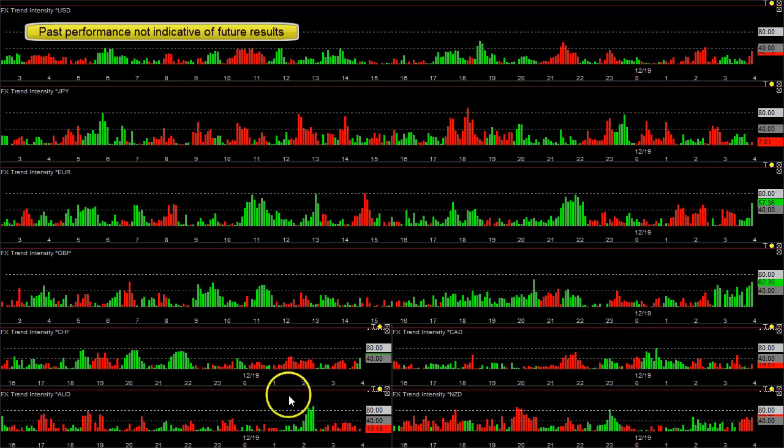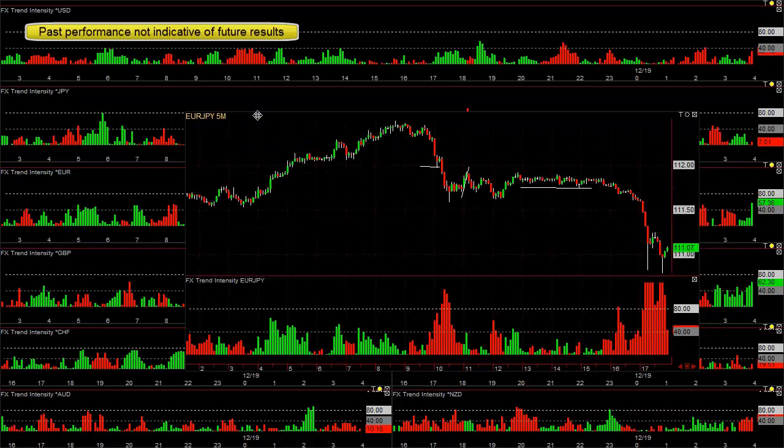What's one of the weaker ones? Well, the Australian and New Zealand are both weak. The New Zealand had less strength than the Australian did, so I'd take a look at buying the pound New Zealand here at 4 o'clock and looking for trades in the pound New Zealand.